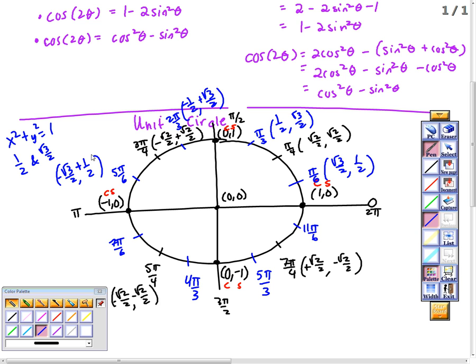negative and positive. Okay? 7 pi over 6. 3 times 2 is 6. So this one is negative, negative, actually, right? Let me write that again. Does this make sense? 4 pi over 3. What should the point be?